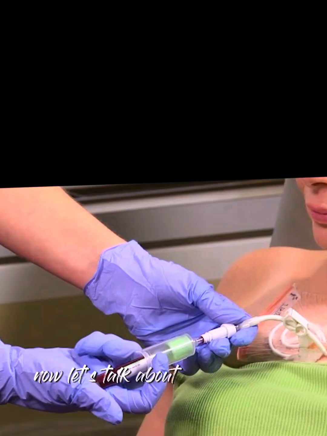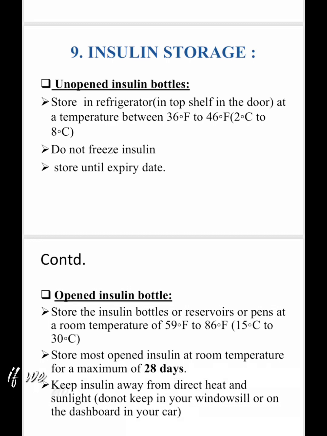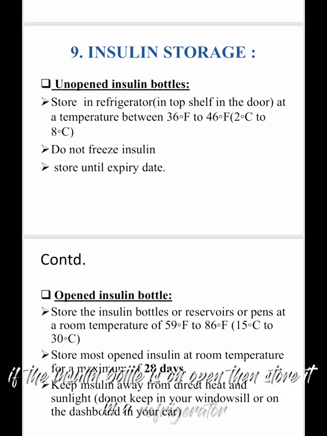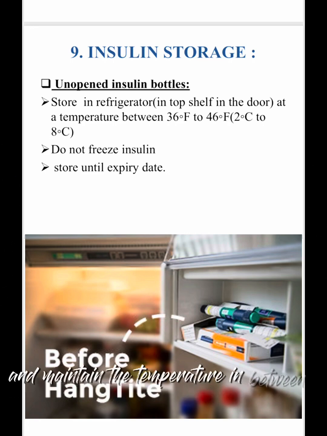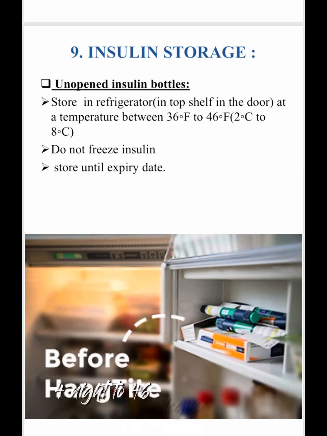Now let's talk about insulin storage. Sometimes if we do not store the insulin in a correct way, then insulin doesn't work properly. So we need to know how to keep the insulin correctly. If the insulin bottle is unopened, then store it in a refrigerator, especially on the top shelf of the door, and maintain the temperature between 36°F to 46°F or 2°C to 8°C, but do not freeze it. And we need to keep in mind that we can store it in a refrigerator until the expiry date.